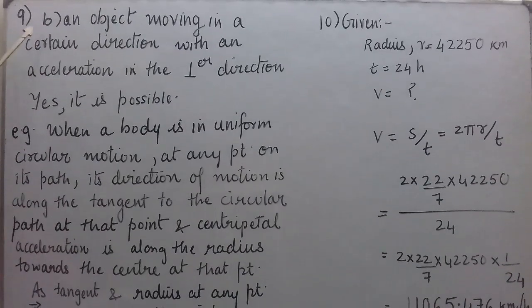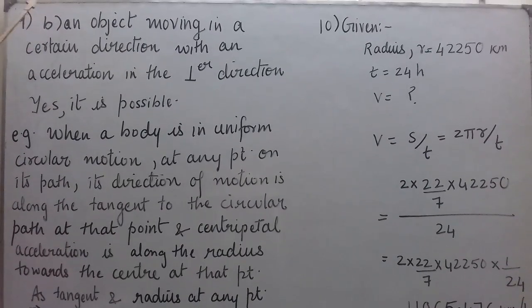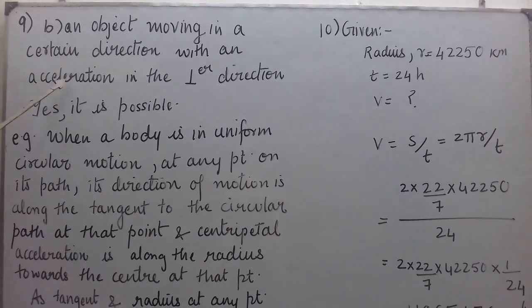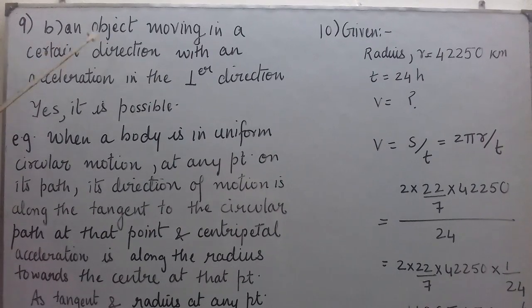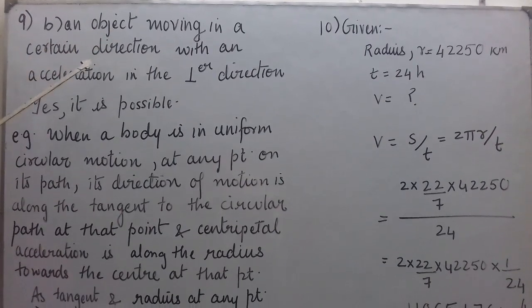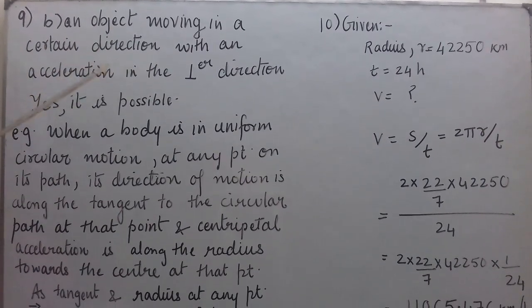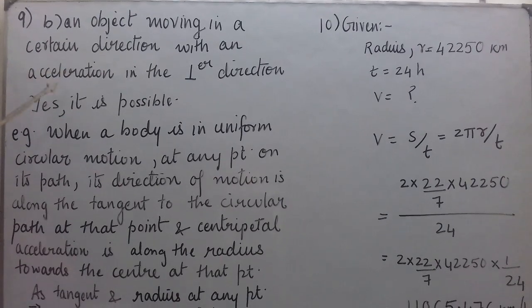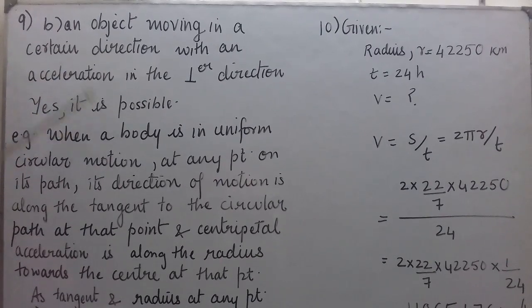Now, the B part of ninth numerical is state whether this is possible. If it is possible, we have to give an example. An object moving in a certain direction with an acceleration in the perpendicular direction. Is it possible? Yes or no? Yes, it is possible. How?